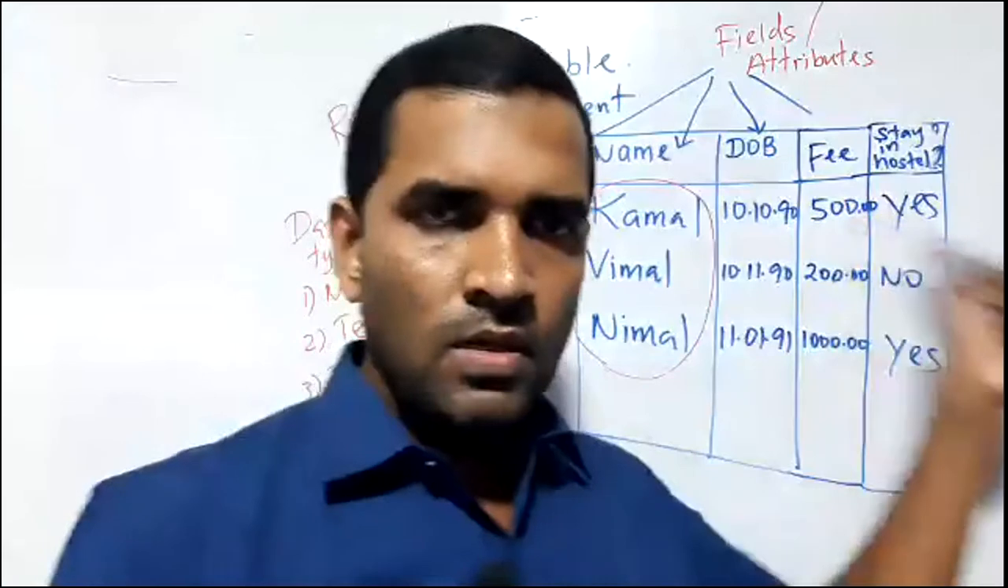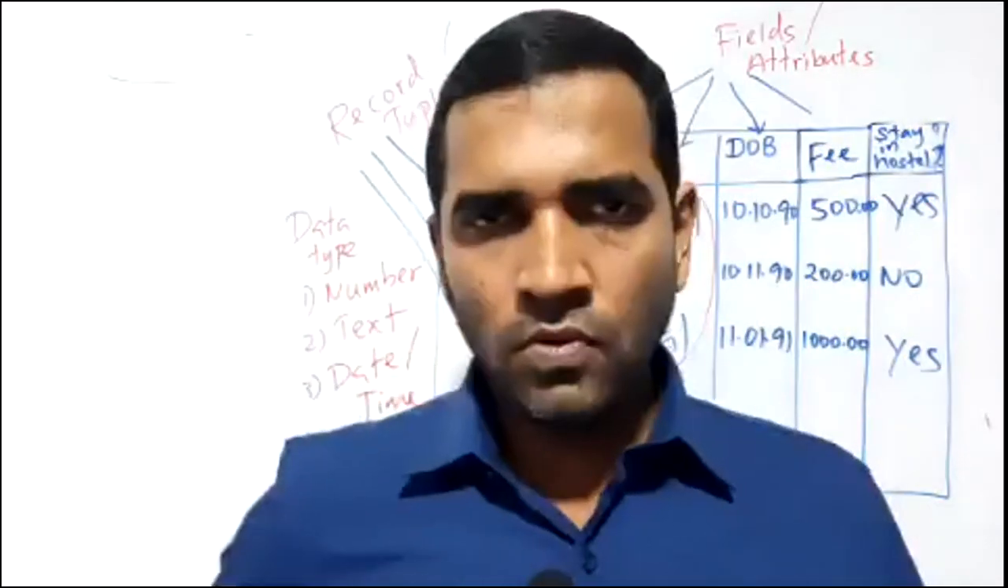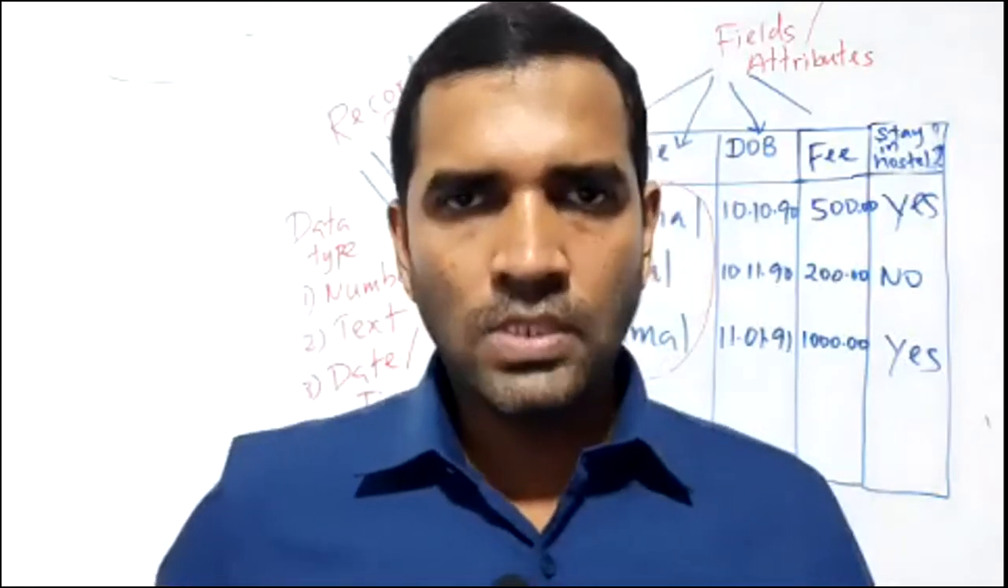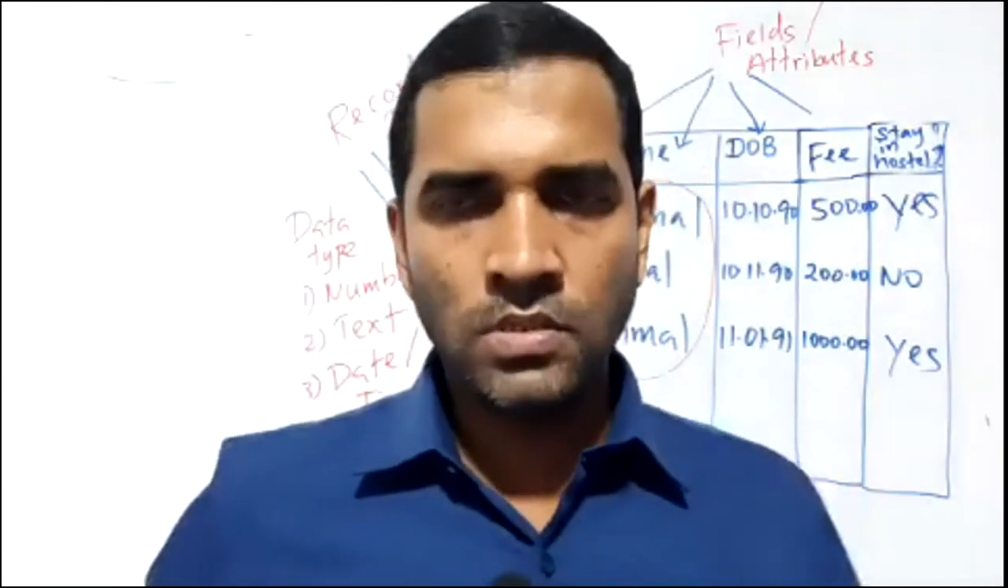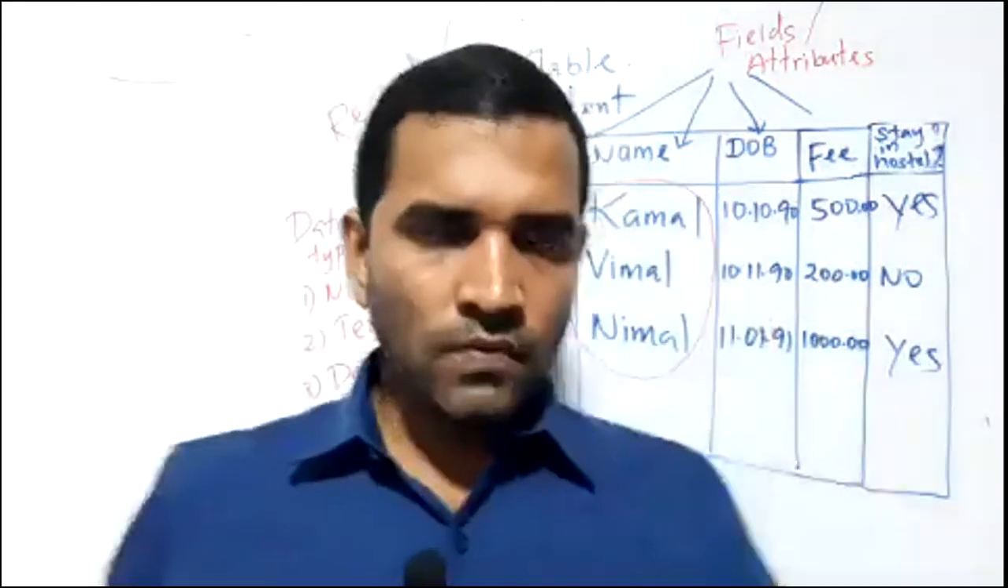Finally, Boolean. Boolean should have data in yes or no format, or true or false format, sometimes on or off format. They are called Boolean. So these are the 5 data types.